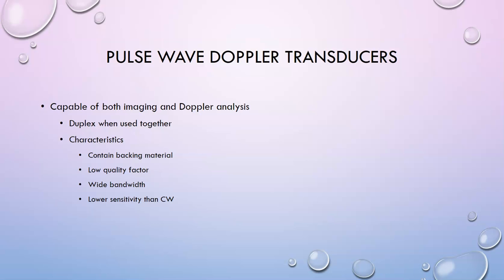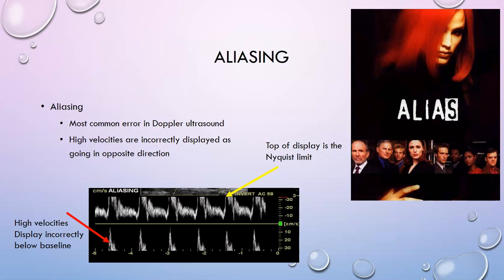Now we're going to get into aliasing next. All right, so what is aliasing? Aliasing is the most common error in Doppler ultrasound. This occurs when velocities are incorrectly displayed and it's going in the opposite direction. So you can see we have velocities. There's our baseline in the center of our spectral display with velocities going up and wrapping around and coming into the bottom. This is known as aliasing.